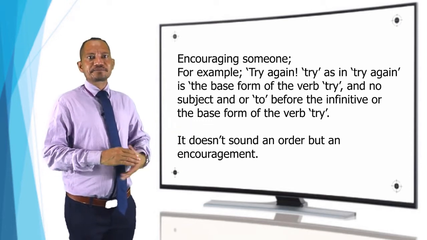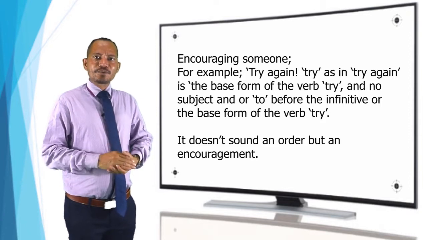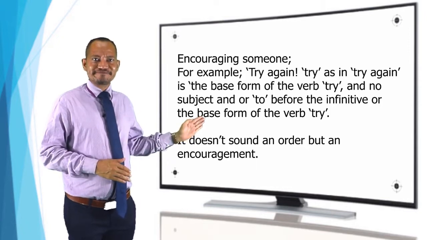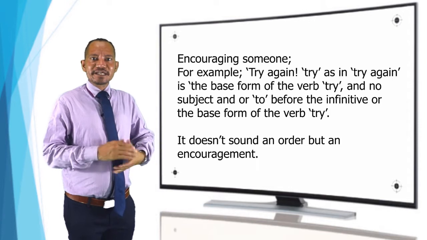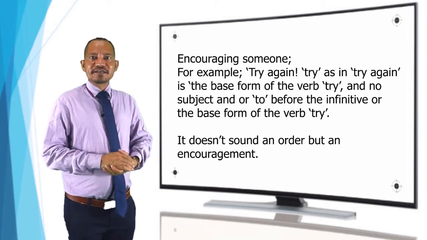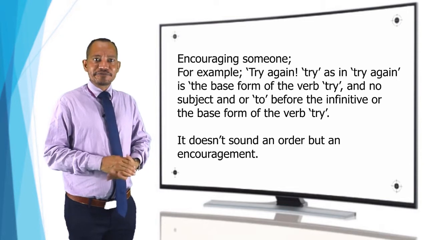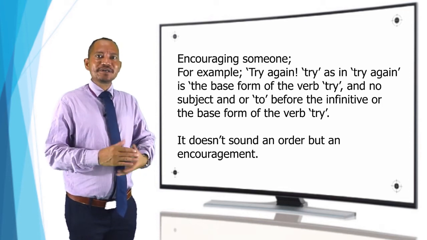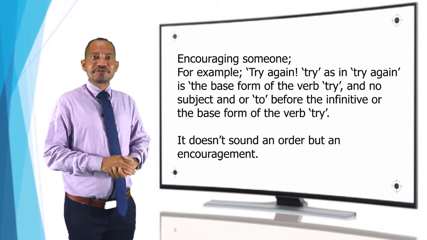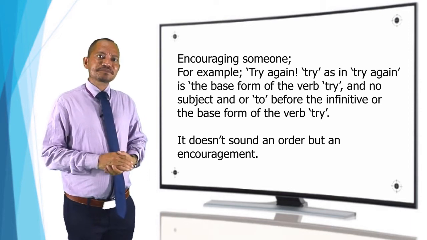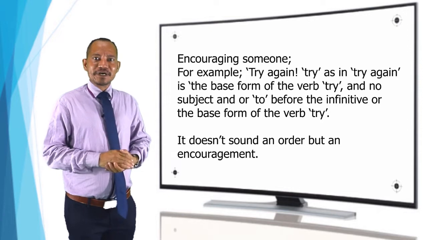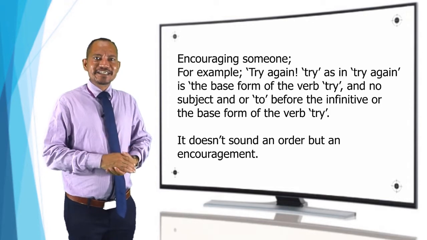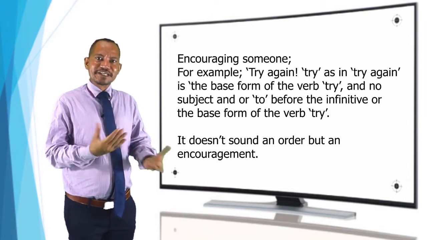Let's look at them one by one, and let's start with the use of imperatives to encourage someone. For example, let's say when someone fails to do something, then we would say, try again. You see, in this example, we have try, as in try again, is the base form of the verb try. Again, there is no subject or to before the base form of the verb try. Further, it's really not an order, but if we were to say this, we are encouraging someone to do something. In this case, to try something again, for example.